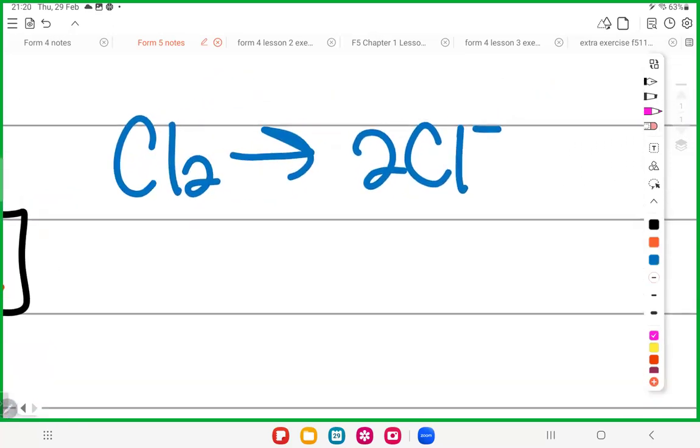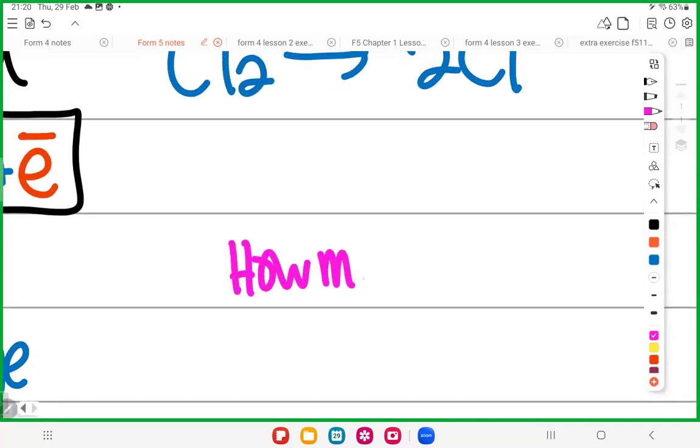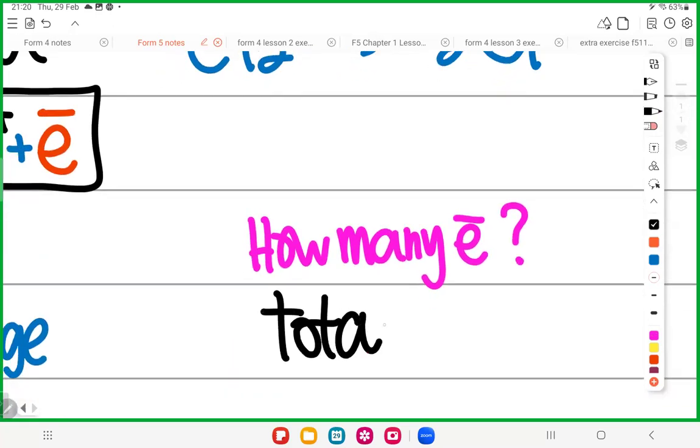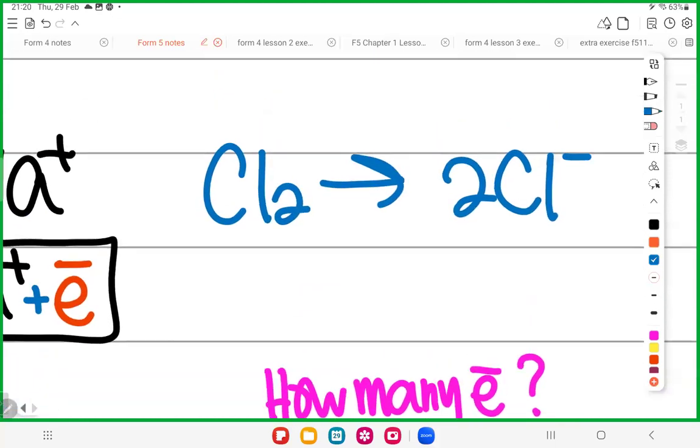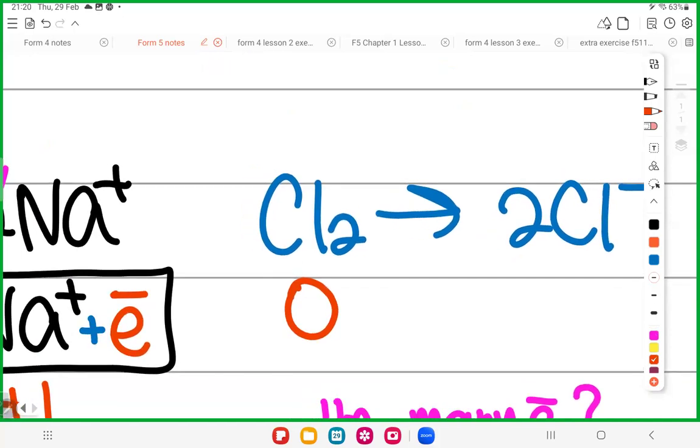Listen carefully. Now I want to find how many electrons. The number of electrons is decided by total charge. Now I want everyone to participate. The total charge of chlorine on the left, what is it? 0. Why? Because the chlorine here comes alone, you don't see any charges, so it is an element, isn't it? We all learned before, elements don't have charge.